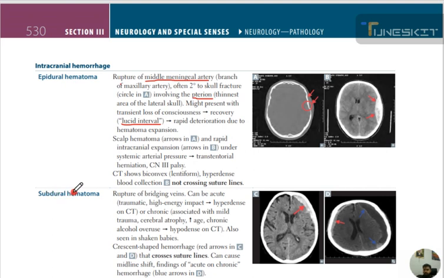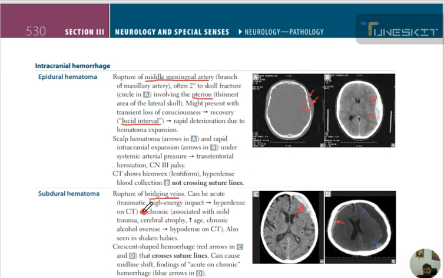So subdural hematoma, rupture of bridging veins, can be acute, traumatic, high energy impact, hyperdense on CT. Or chronic, associated with mild trauma, cerebral atrophy, increased age, and chronic alcohol overuse. Hypodense on CT, also seen in shaken babies.